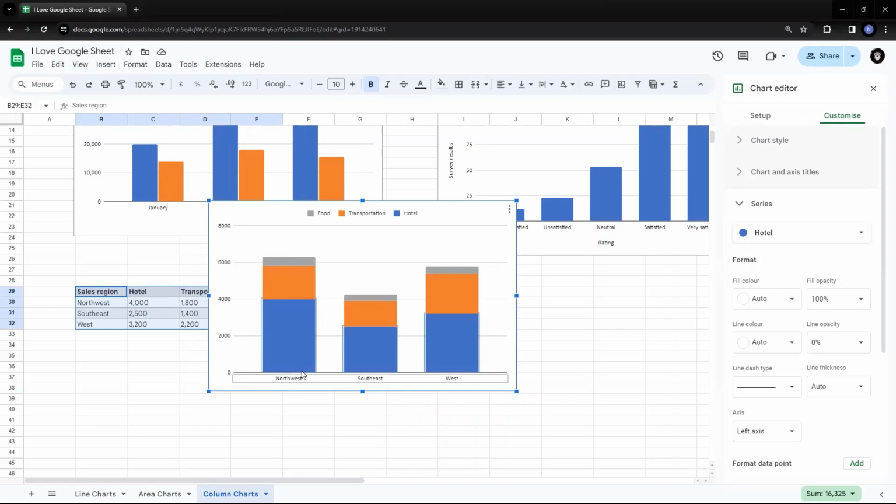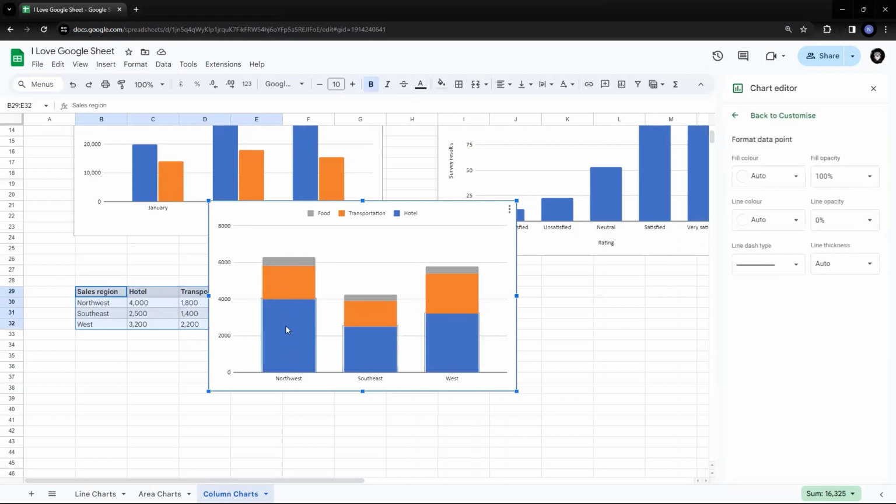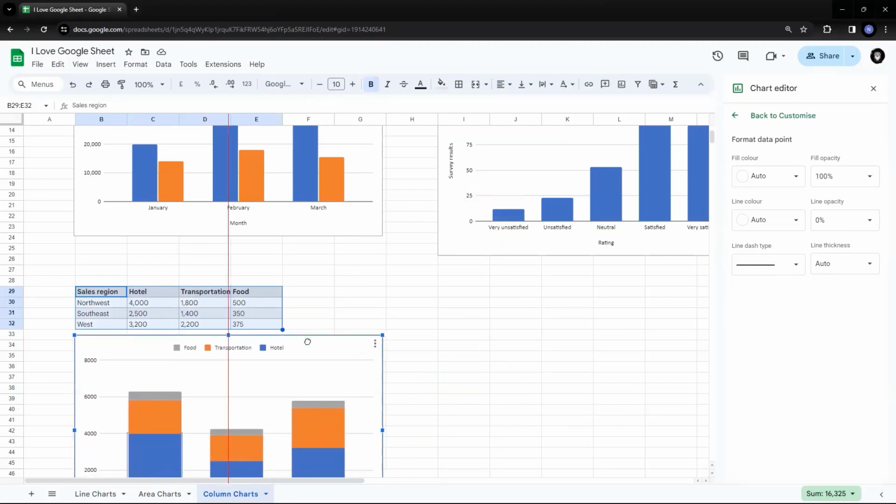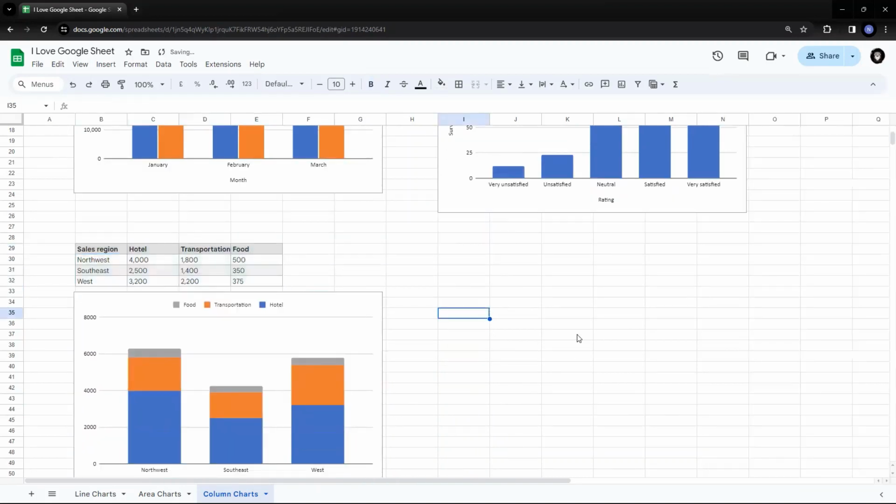Suppose in Northwest, I want to know which is the highest contributor to the cost. I would say it was hotel expenses. And second was transport. Hotel and transport. So this is how you can use a stacked column chart where you want to see a part of the whole.